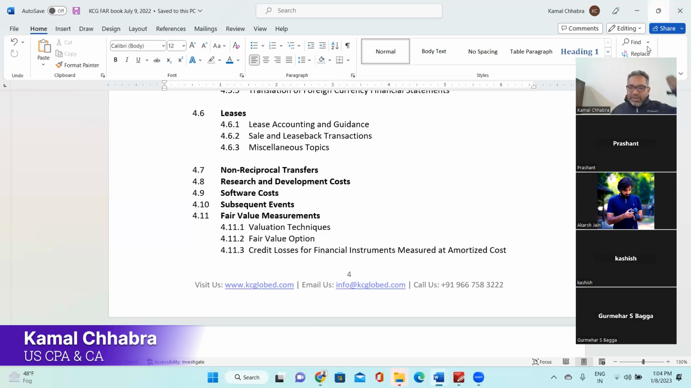Then subsequent event. Have you heard about this term before? Subsequent event? Yes, sir. As an auditor, this is really a pain. Now, what is subsequent event? Anyone would like to explain?